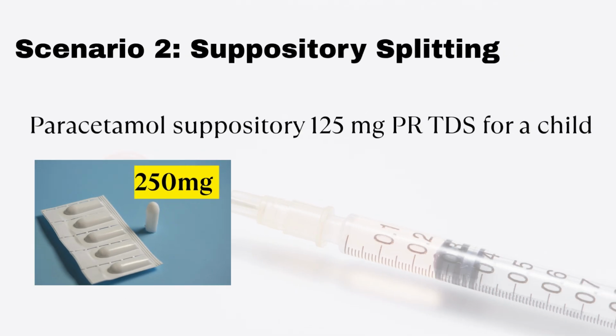Next scenario, a prescriber writes, paracetamol suppository 125 milligrams, PRTDS for a child. But in your pharmacy, you only have 250 milligram suppositories. Paracetamol suppositories can be cut lengthwise to achieve half the dose, since the drug is usually evenly distributed in the base.